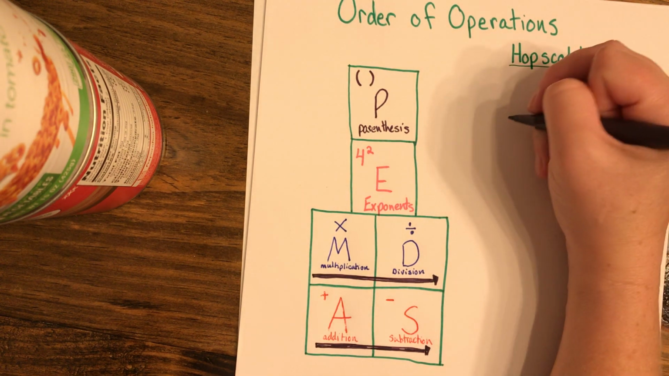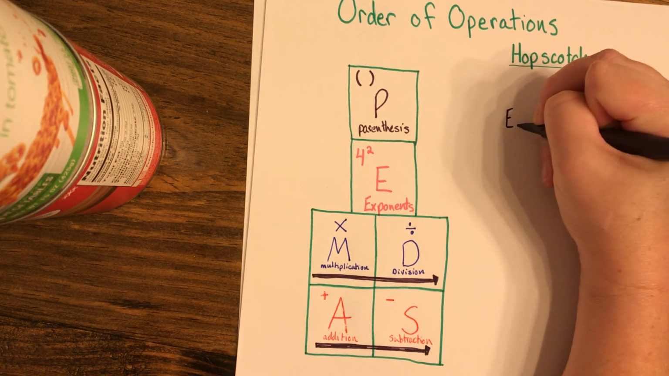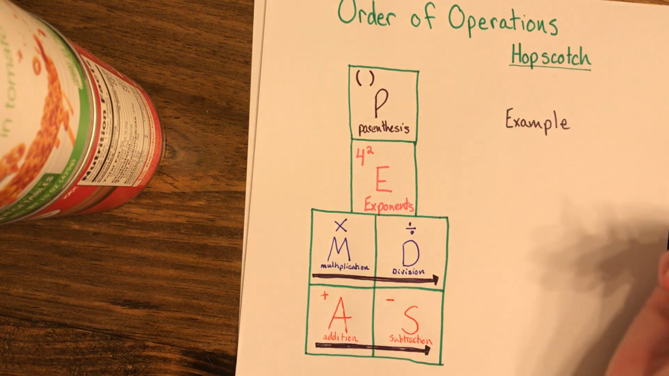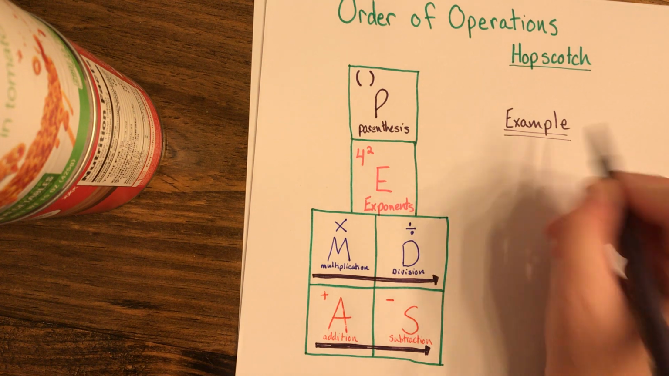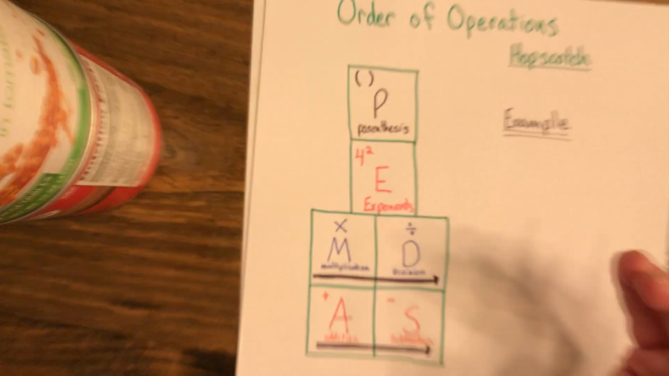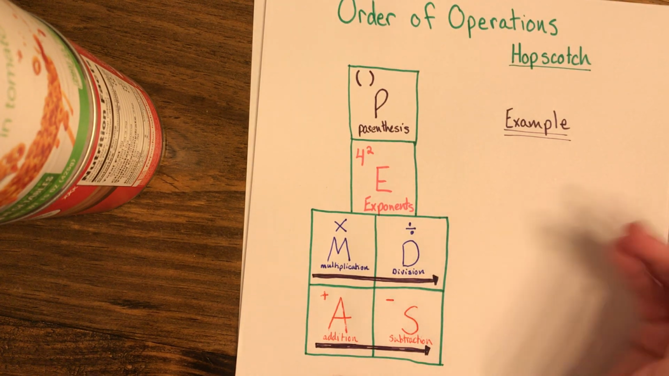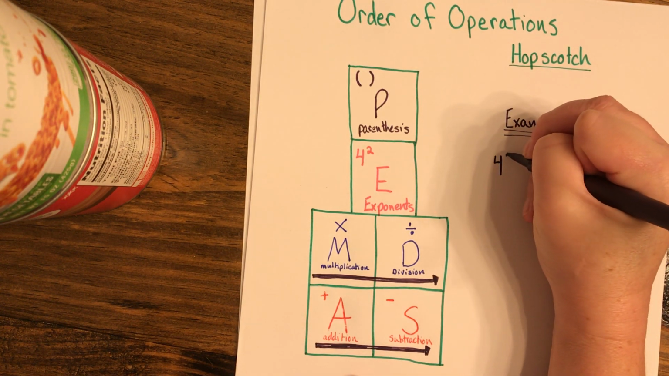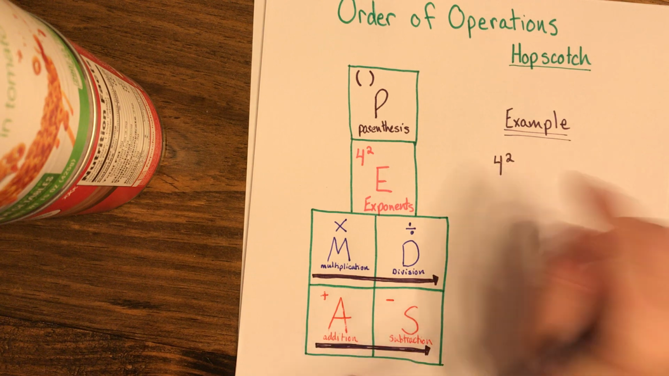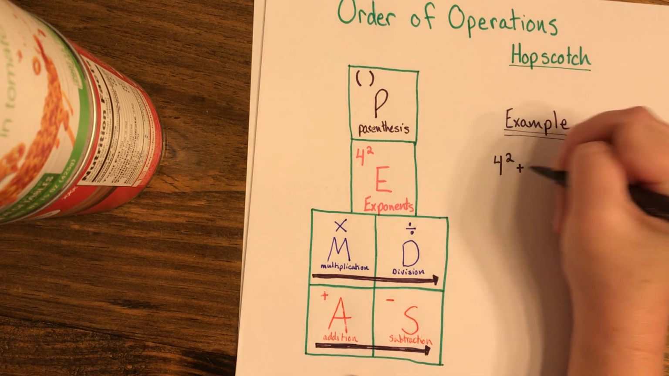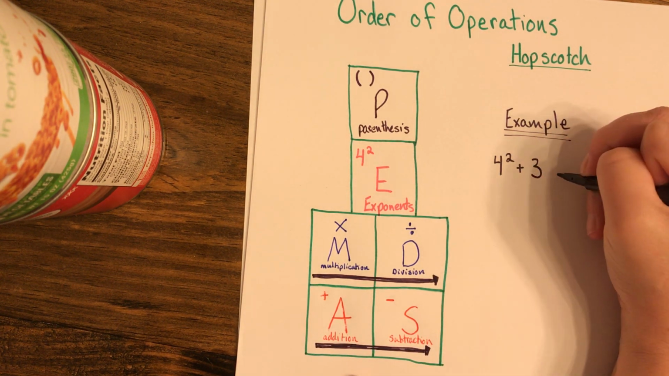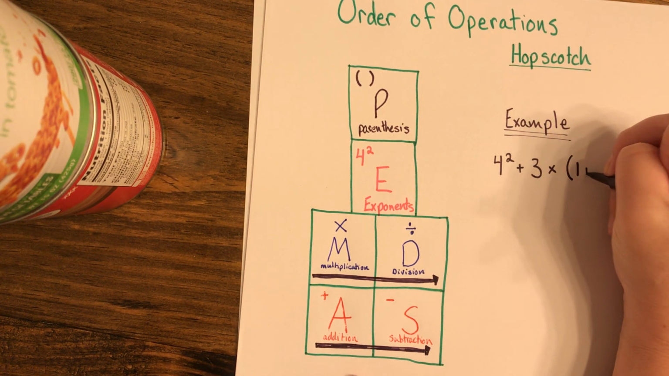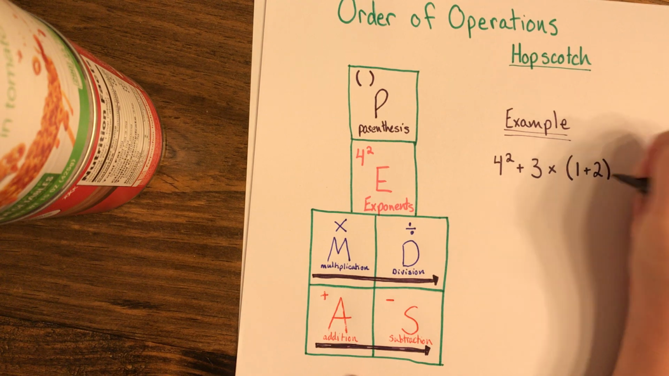And in the example that I give here, I am going to include an exponent, even though you will not have one. You won't be working with exponents in the fifth grade. I still just want you to see it. Okay, so let's say you have, write this down, 4 to the second power, there's an exponent, plus 3 times 1 plus 2, okay?